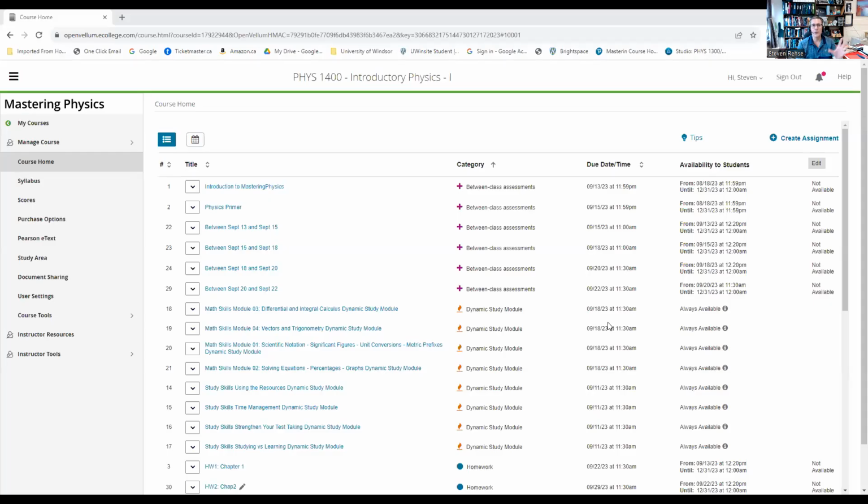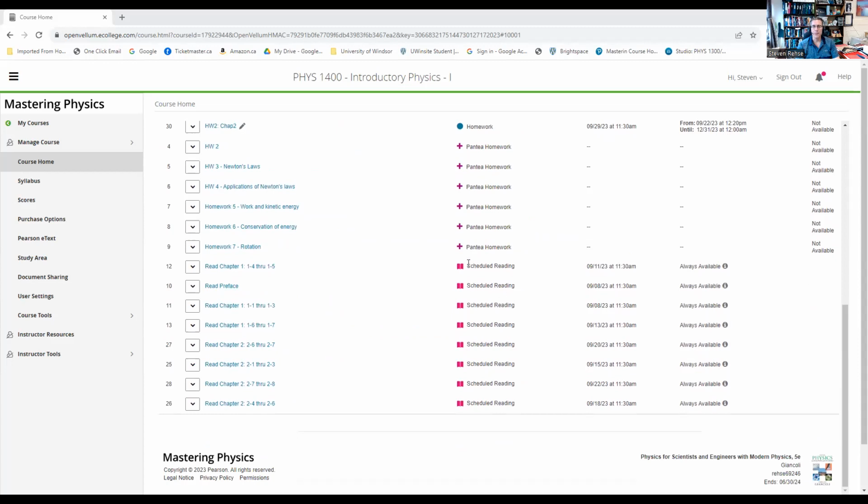So let's take a look at what's coming up in store for you with Mastering Physics. I'm going to share my screen here. This is what I'm seeing. This is not what you're going to see in Mastering Physics, but I just wanted to go through the different types of grading assessments that we're going to be using and the different types of assignments I'm going to be assigning. One thing you're going to see, if I just go to the bottom, is scheduled readings that I am assigning to you.